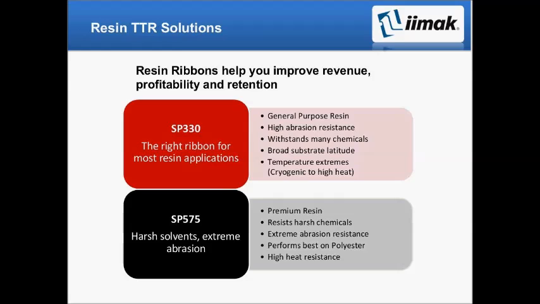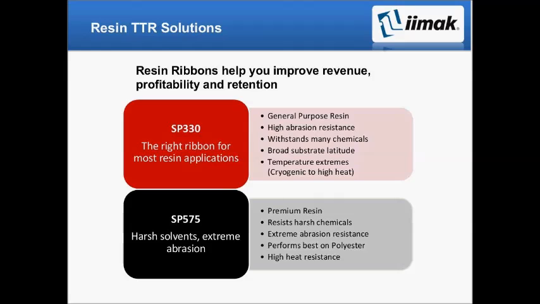Our SP575 provides many of the same attributes as SP330, but incorporates higher levels of chemical durability. It's great for industrial applications where resistance to harsh solvents like petrol or gasoline and brake fluid are needed. SP575 performs best on top-coated polyesters and prints at a normal energy range. SP575 is not designed to resist the harshest solvents like MEK and toluene, but will demonstrate resistance to xylene. We always recommend testing to make sure you provide the right solution per application.